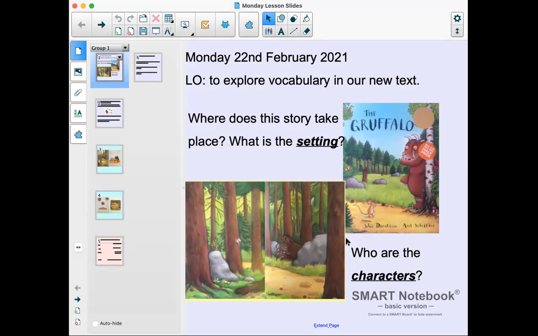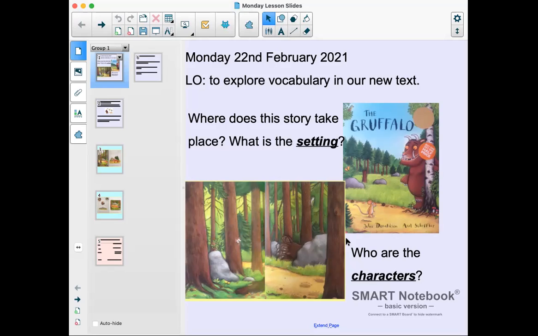So let's get started. You can see on my screen today that I have some pictures that I'm sure you're very familiar with because we've already done some fantastic writing around this text. And today we're going to be exploring vocabulary in our new text. Last term we read The Tiger Who Came to Tea. This term we're going to be reading, you got it, The Gruffalo, which is a great book and we already know the story. So it will make it even easier for us to focus on our reading.